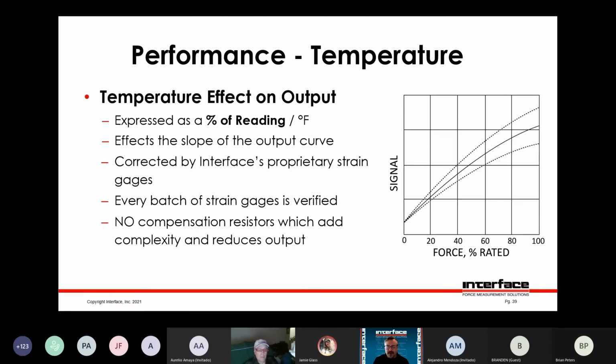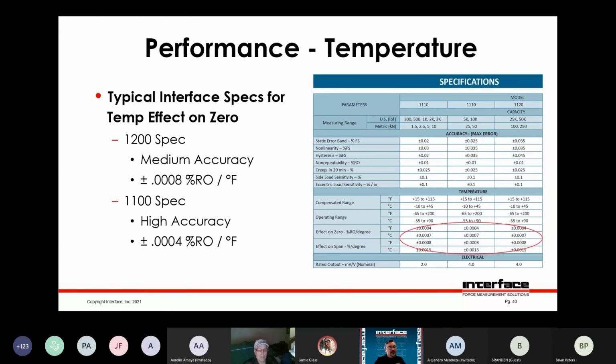Typically people don't like to do that, so it's better to just have a load cell that's as insensitive as possible to temperature. Interface does that by using our proprietary temperature compensated strain gauges, which really helps reduce the temperature effect on output. You can see some typical specifications on our 1200 series low profiles. We get down to 0.0008% per degree F, which is quite tight. Something like the 1100 series is even better at half of that.